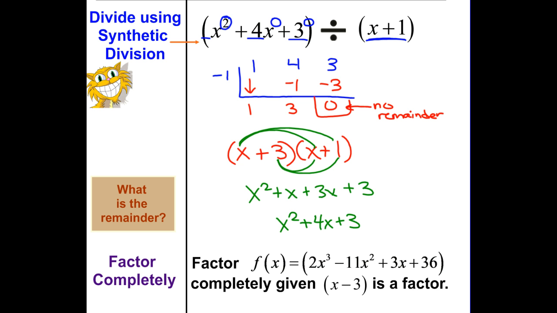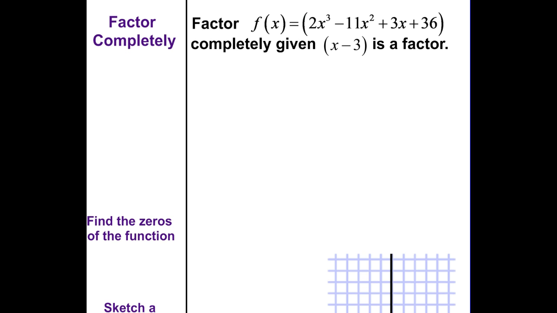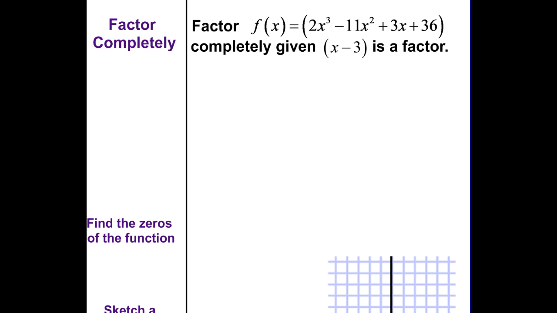So really, this is another way we can use to factor. If we know one of the zeros, we know one of the factor pieces, we know we can factor it more. So let's look at a problem that we really can't factor as easily as we can with quadratics. Let's look at 2x cubed minus 11x squared plus 3x plus 36. We know that x minus 3 is a factor. I'm telling you that x minus 3 is a factor. So that tells you right there that I know that I can do synthetic division using 3 on the outside.